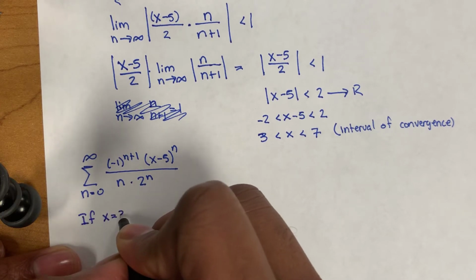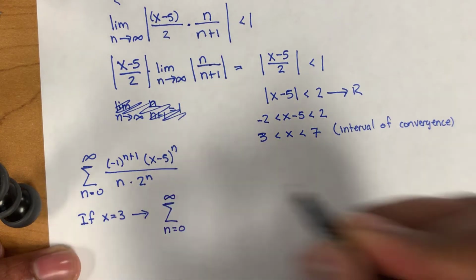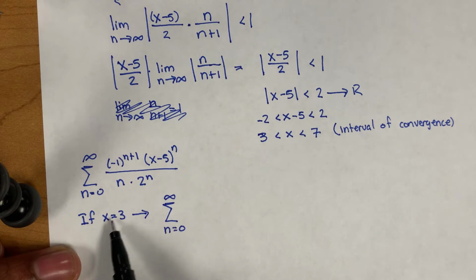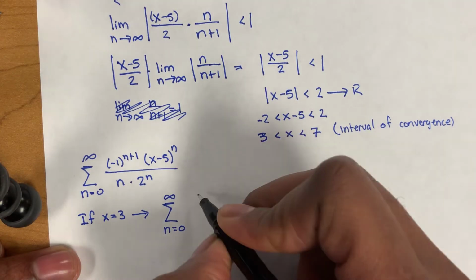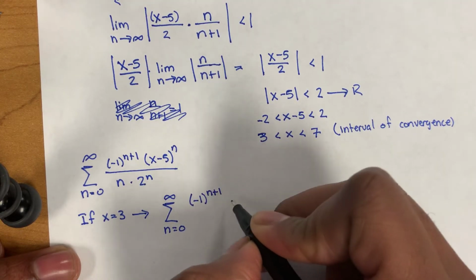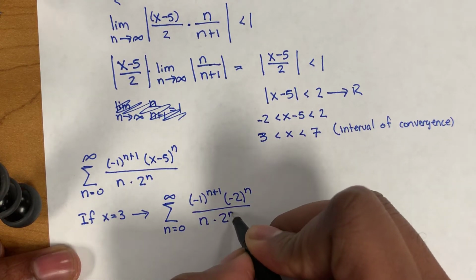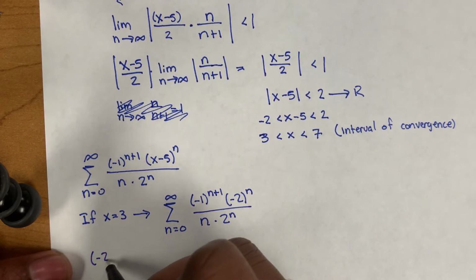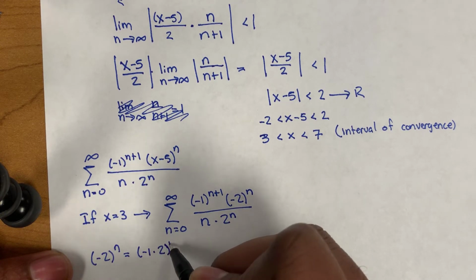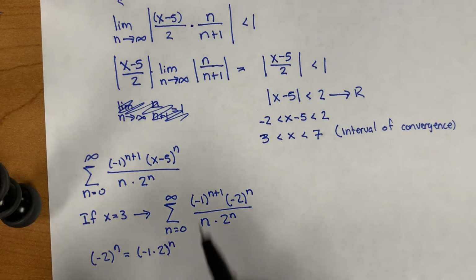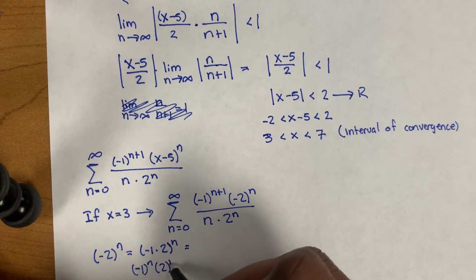If x equals 3, we're going to get this sum. We're going to have the sum from n equals 0 to infinity. And if x is 3, 3 minus 5 is -2. So we're going to have (-2)^n. So we're going to have (-1)^(n+1) times (-2)^n over n times 2^n. Let's do some side work. (-2)^n equals (-1 times 2)^n, so this is going to be (-1)^n times 2^n.